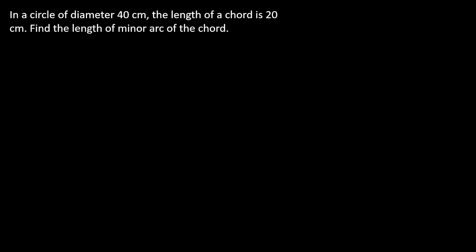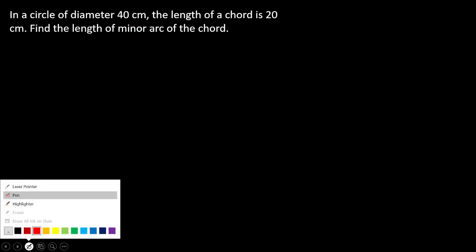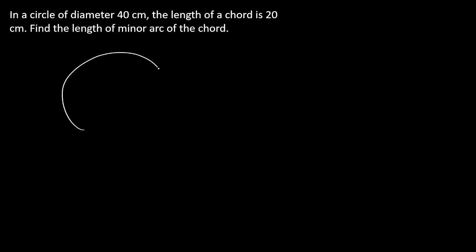Look at this question, all of you, please. This one is an indirect one. In a circle of diameter 40. So let me draw a circle, a rough diagram. Diameter 40 means radius 20, right? There is a circle having radius 20. Let me show the radius. Radius is 20 centimeter. Understood?